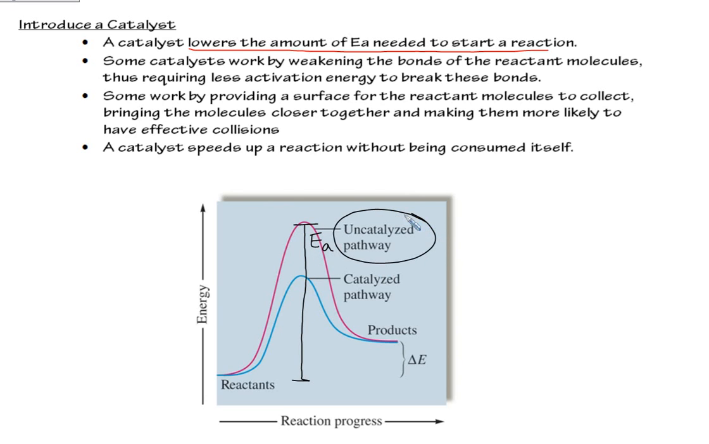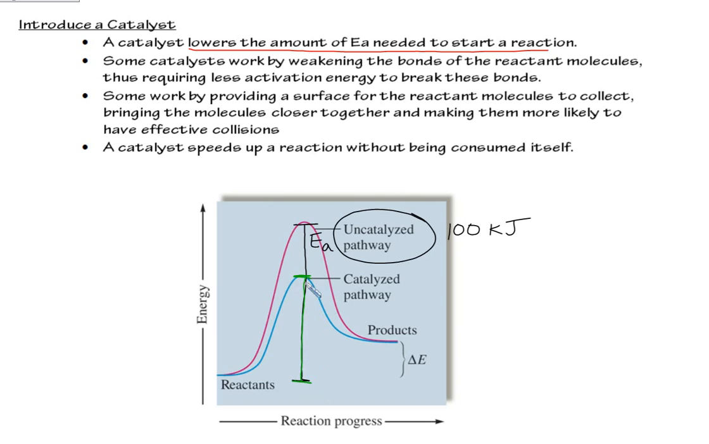Uncatalyzed. That's a lot of energy. Let's pretend it's like 100 kilojoules. I have to add 100 kilojoules of energy to get this reaction started uncatalyzed. Notice too that it's an endothermic reaction, so I usually do need quite a bit of activation energy. With a catalyst, this is just lowered. So now I might need less energy to start the reaction.